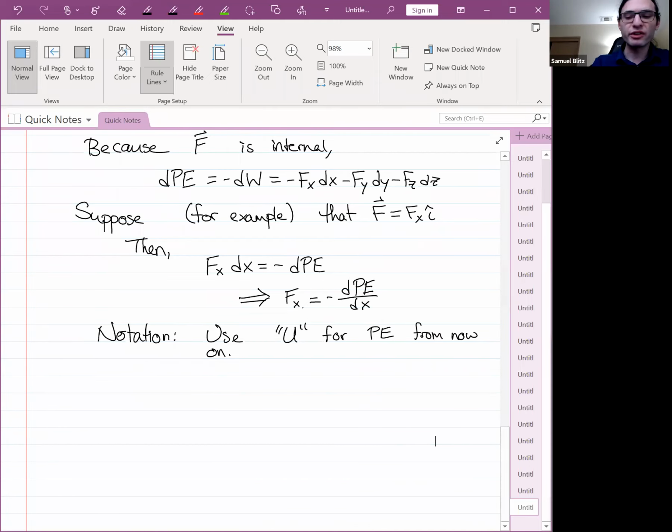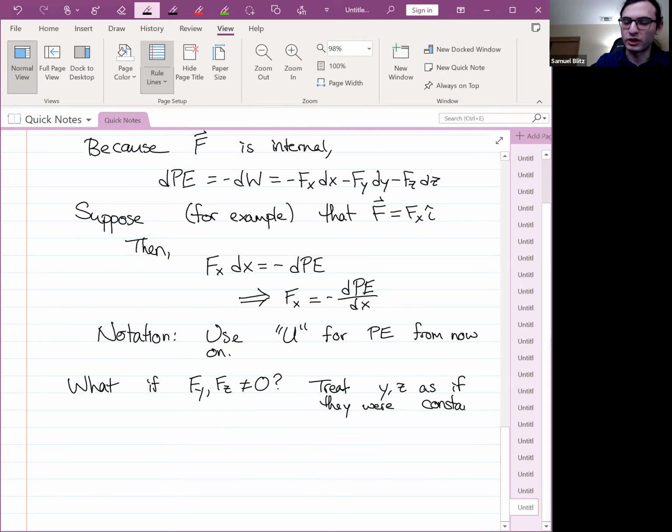Okay, so this tells us what the force is in the event that the force is only in the x direction. But what if the force isn't only in the x direction? What if f sub y and f sub z are not equal to 0? What if it has components in the x, y, and z directions? Well, we can still extract the x component by just treating the coordinates y and z as if they were constant.